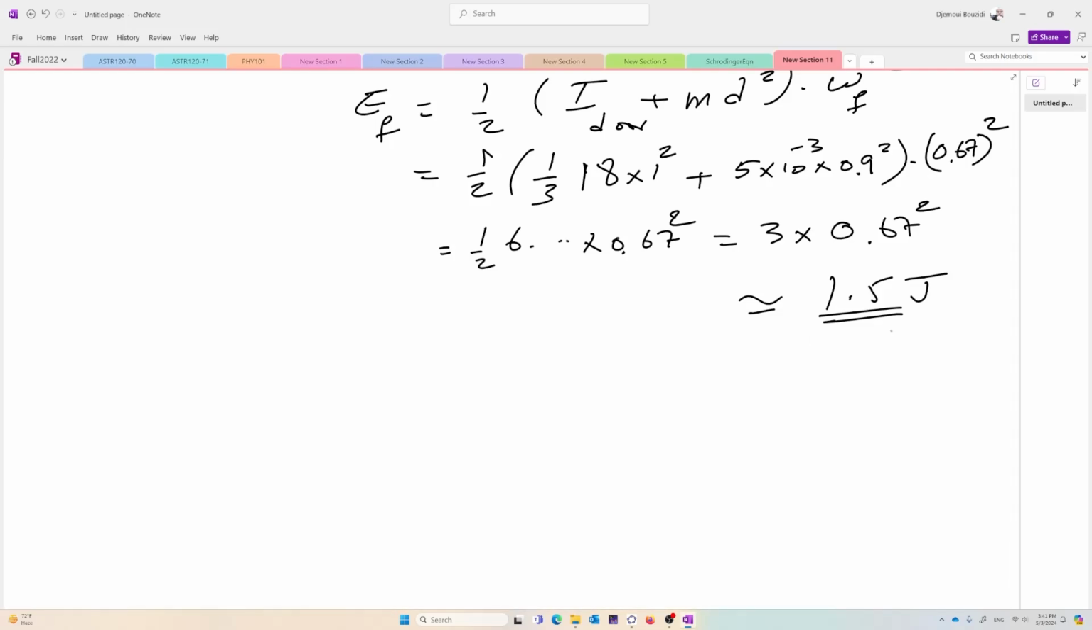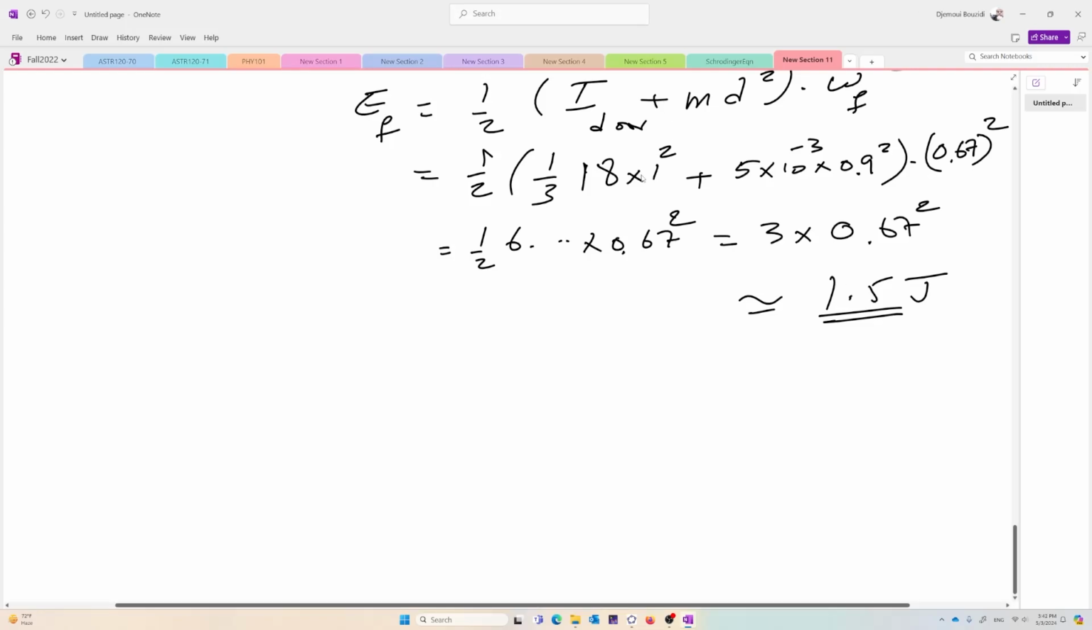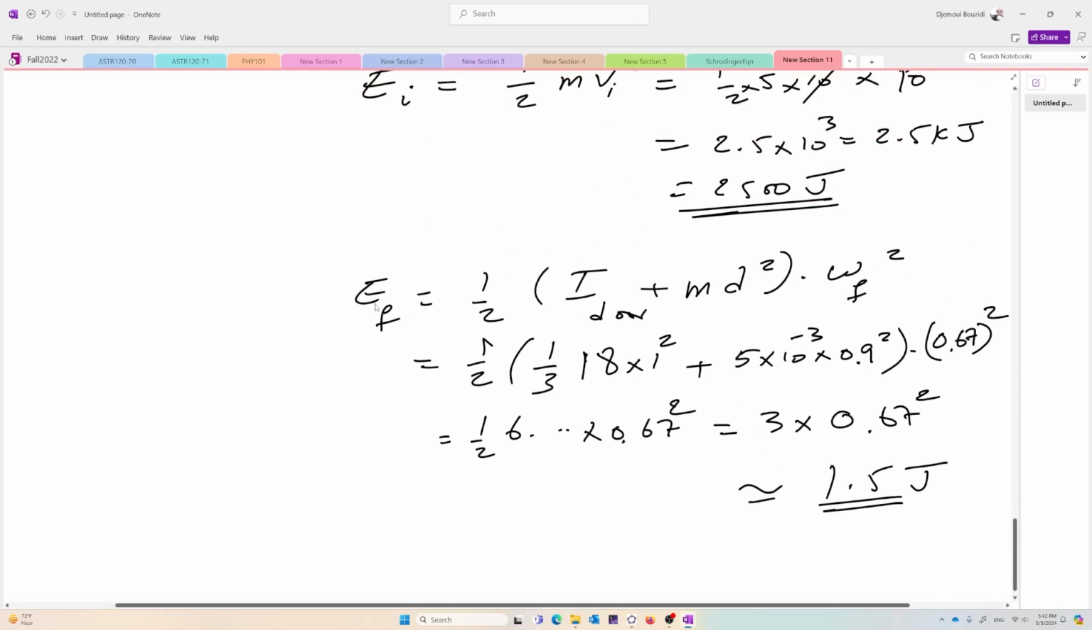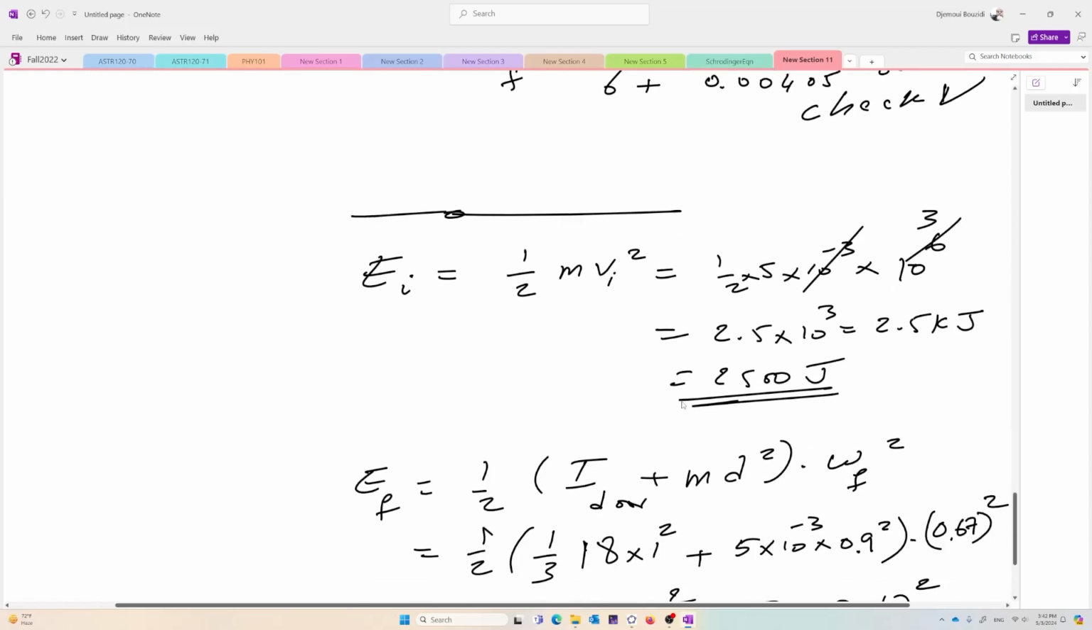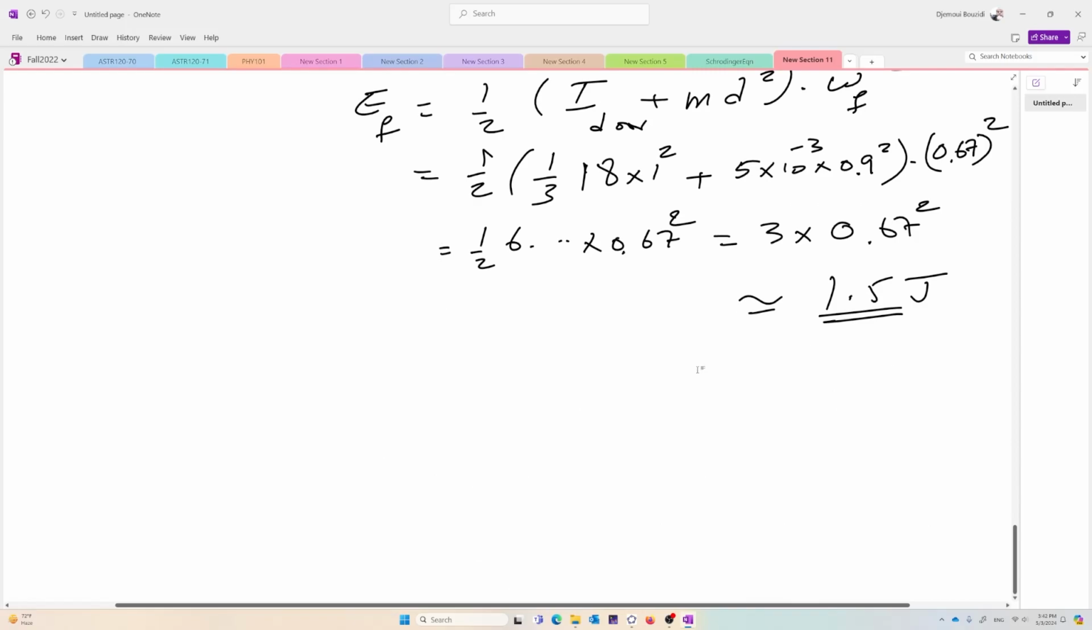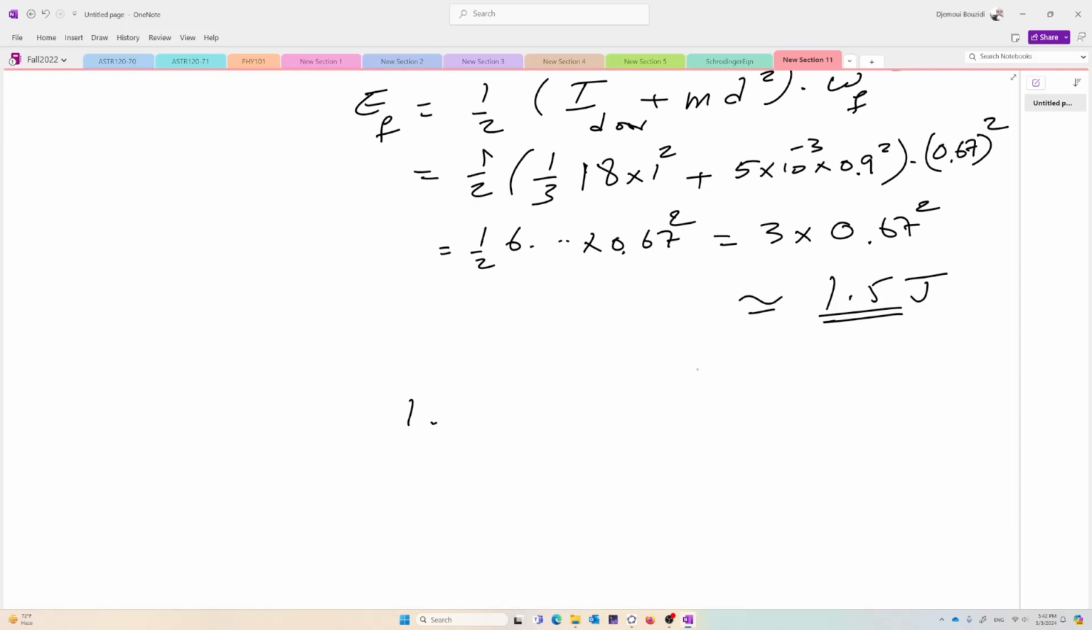So once you find that, then you're going to find this energy. So there is no conservation of energy. You can't say that it's 2500 joules, the entire energy is going to be converted into mgh. So it's going to be just the 1.5 joules converted into the mass of the bullet and the mass of the door times g times the height. From here, you can find how high the wall is.